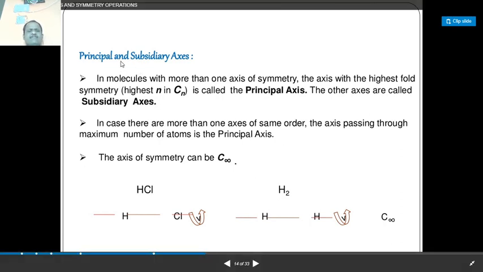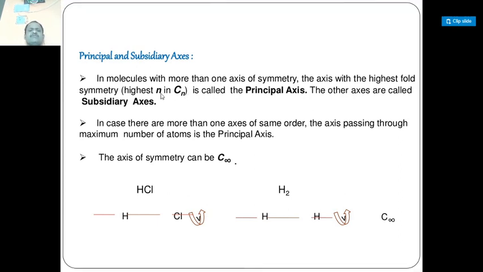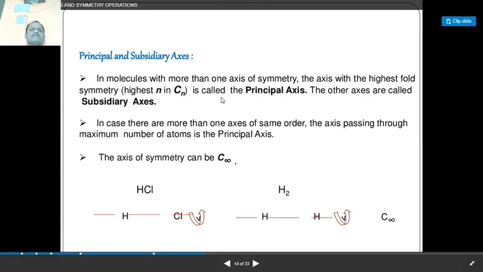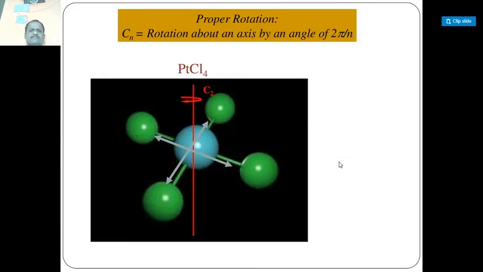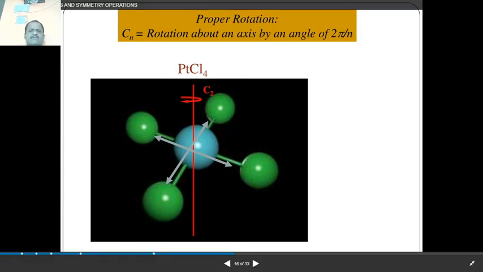As I said earlier, what are the principal and subsidiary axes? In a molecule with more than one axis of symmetry, the highest fold of symmetry is called the principal axis, where the n value is highest. For example, if I have n equal to 3 and n equal to 4, which number is highest? 4. So C4 becomes the principal axis and C3 becomes a subsidiary axis. This could be understood with the help of this example also. Right? This is another PtCl4 molecule. It has a C2 axis as well as a C4 axis.